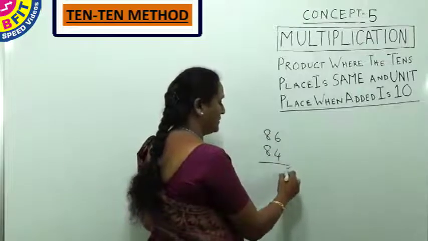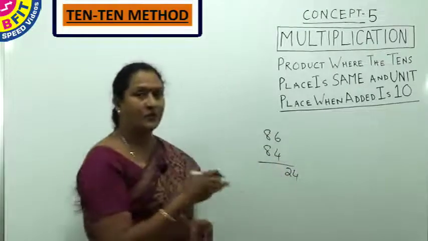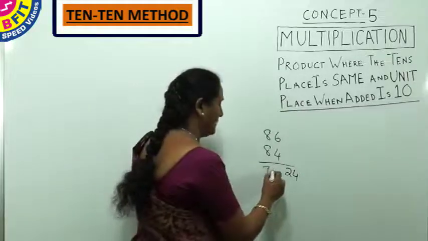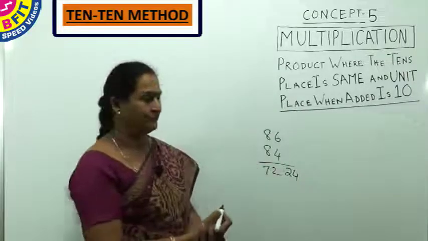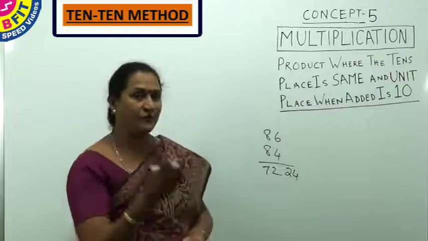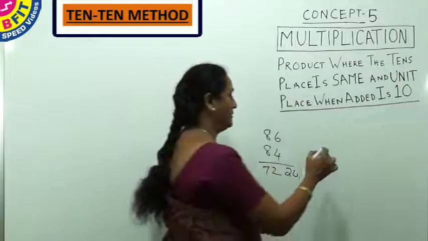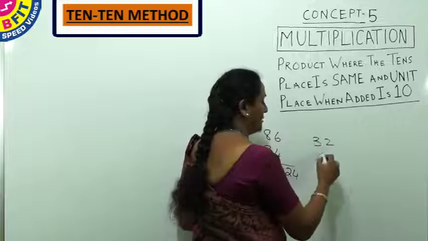So 6 and 4, it is 24. 8 into its following number. 8 into 9, 72. So I'll give you a few more questions to work out. So what is the product of 32 and 38?